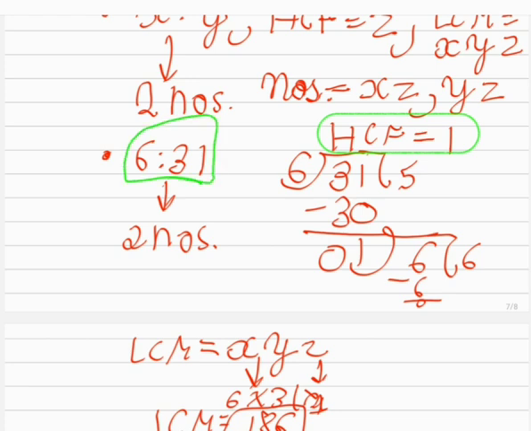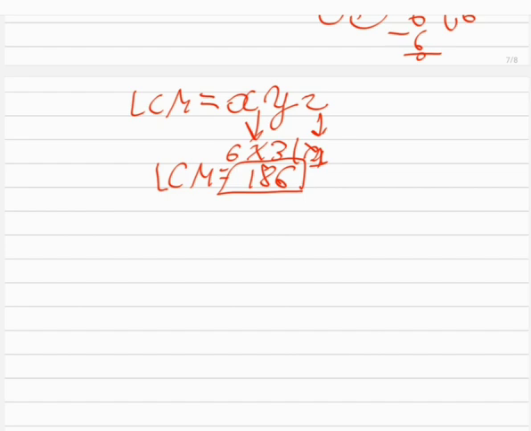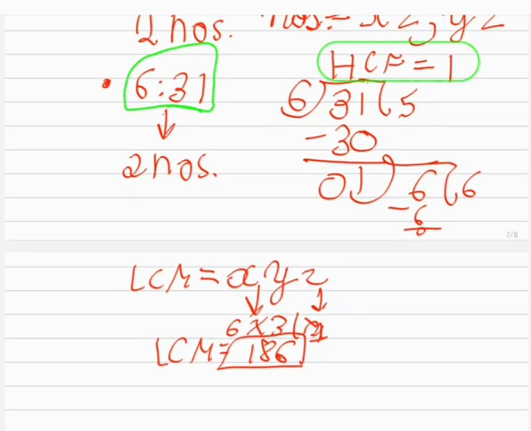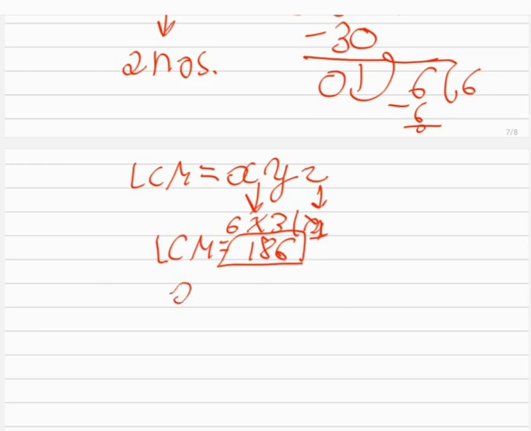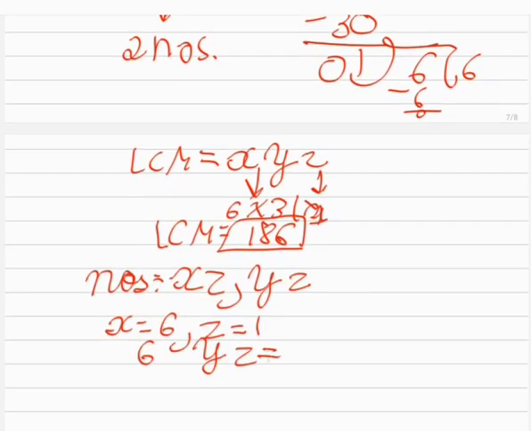If these are the numbers, then we have to find the ratio. But it is not in your course, and this is additional. If you study this, in higher grades you can do it very easily. So the ratio is 6 to 31, and our rule is xz and yz. The numbers are xz or yz. Then x is equal to 6, and z is equal to 1. So our first number is 6, and yz is 31 into 1, 31 only. So our numbers are 6 and 31.